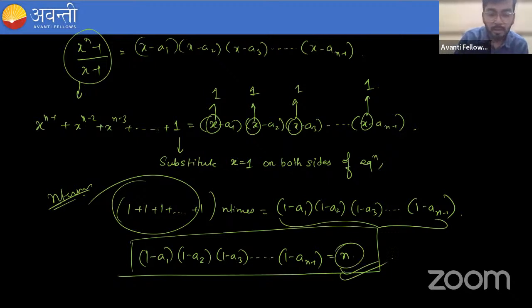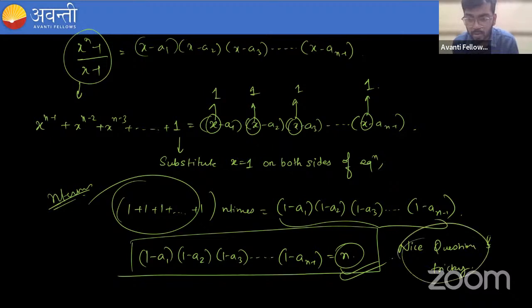Okay guys, this question was a nice question and tricky also. So you should remember the trick. You should know what x power n minus 1 upon x minus 1 can be written as. So this is the trick involved here. I hope if this type of question comes in the exam, you guys will be able to tackle it. So moving on to the next question.